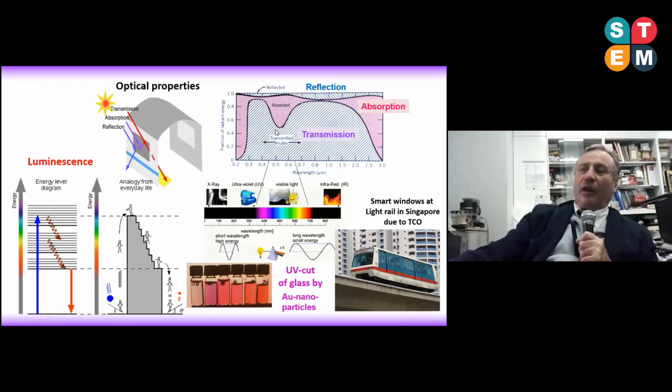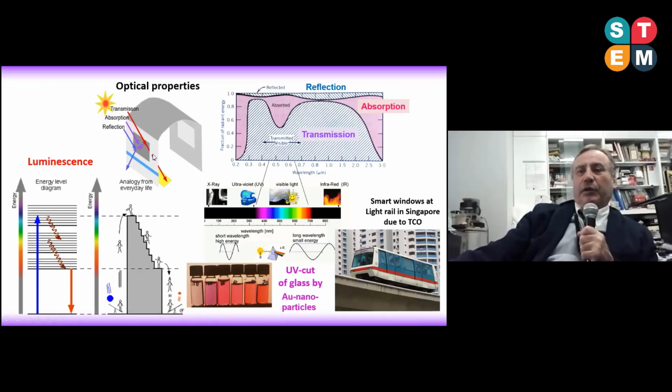And now the people who designed the windows for public transport, like railway cars, found out that if we put some gold nanoparticles into the glass, then we can reduce the ultraviolet light which comes into the train. This is called UV cut windows by gold particles, and this of course is now standard at any vehicle to reduce the heat radiation in summer.